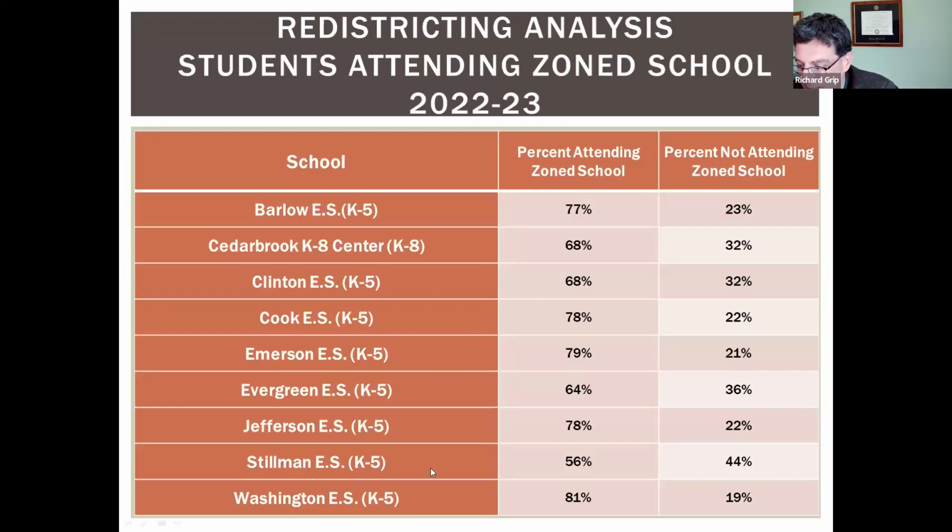What you're seeing right here is a table that shows how many students actually go to what we call the home school, the school that they're actually zoned to. For Barlow, 77% of the students who live in the Barlow attendance area actually attend their school, but 23% don't. If you go down this list, one of the biggest ones that do not have a lot of students going to their home schools is Stillman. About 44% of the students who live in that zone do not go to Stillman.